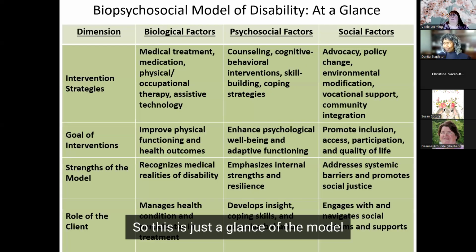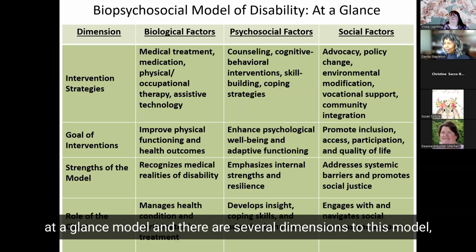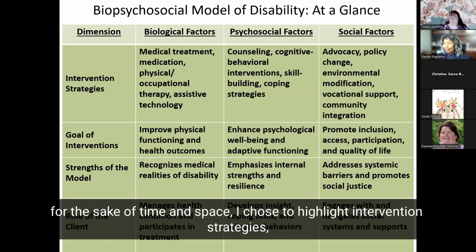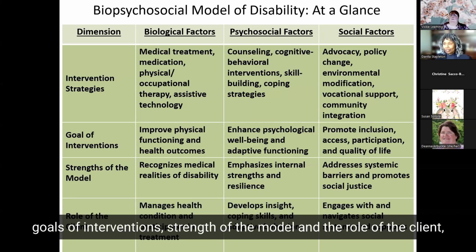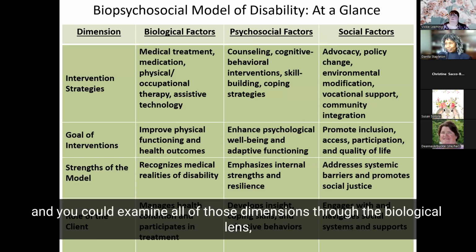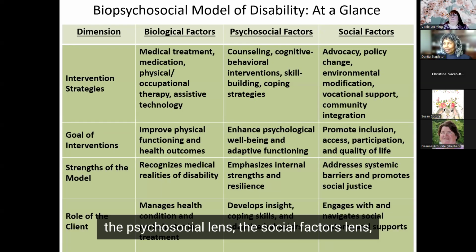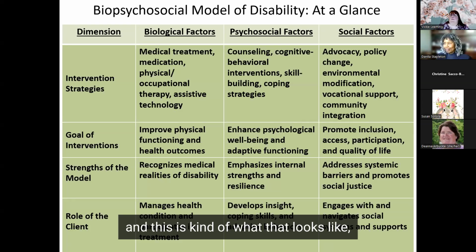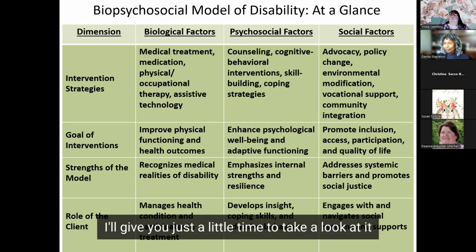So this is just an at-a-glance view of the model. And there are several dimensions to this model. For the sake of time and space, I chose to highlight intervention strategies, goals of interventions, strength of the model, and the role of the client. And you could examine all of those dimensions through the biological lens, the psychosocial lens, and the social factors lens. And this is kind of what that looks like. I'll give you just a little time to take a look at it.